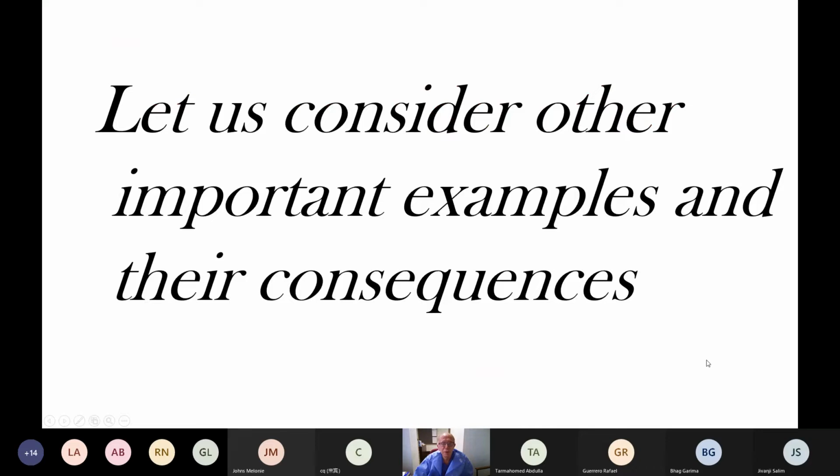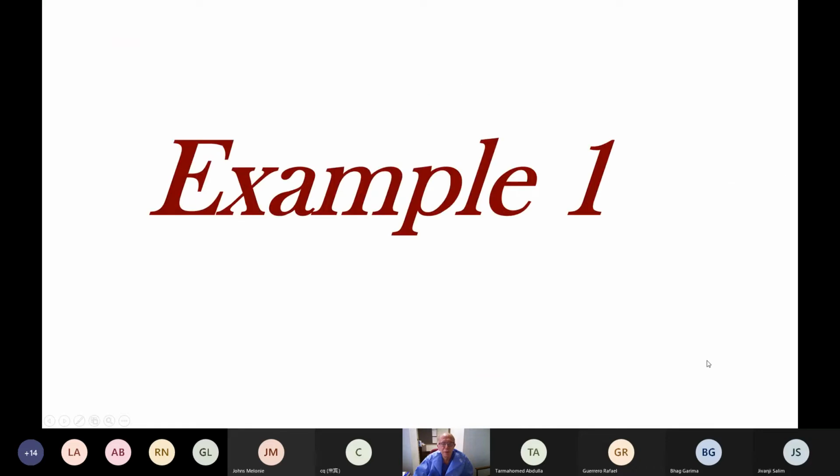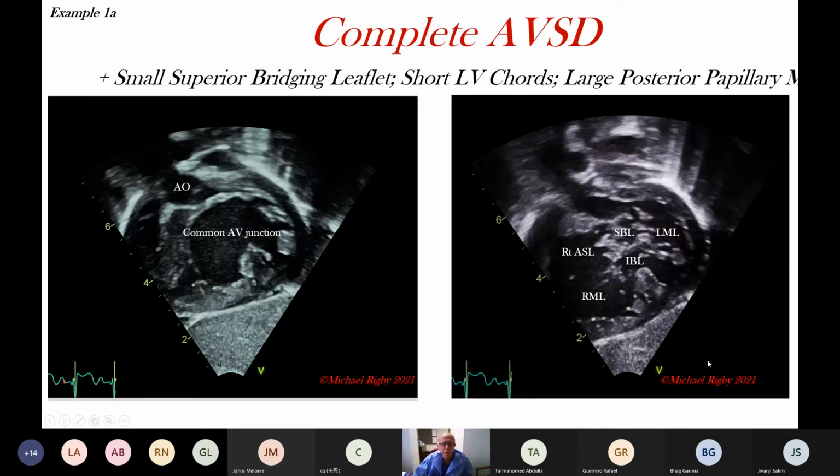I just want to show you a couple of important examples of variants of AVSD. So this is an infant, 3.5 kilograms, who was presented at the MDT as a straightforward, complete AVSD.